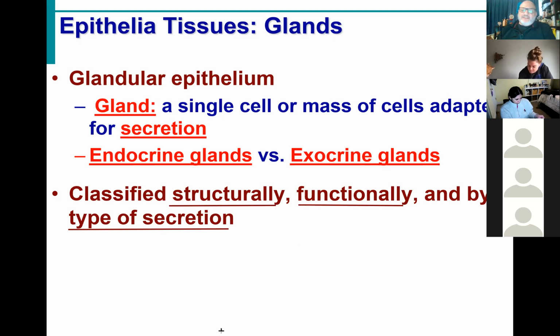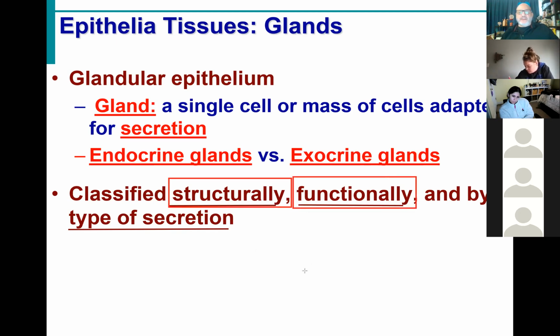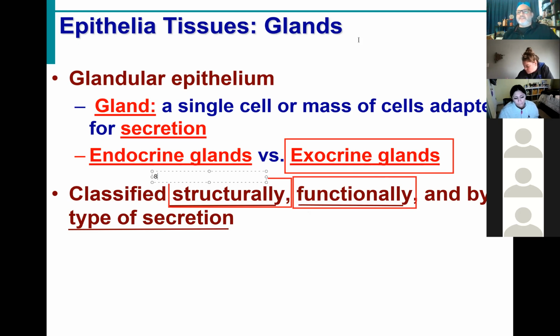What they release is the easier part, right? Salivary glands release saliva. Sweat glands release sweat, and so on and so forth. So that's the easy part. What we are going to need to work on is identifying the structural classifications and the functional classifications of our exocrine glands. And I will tell you right now, there are 8 structural classifications, and there are 3 functional classifications.